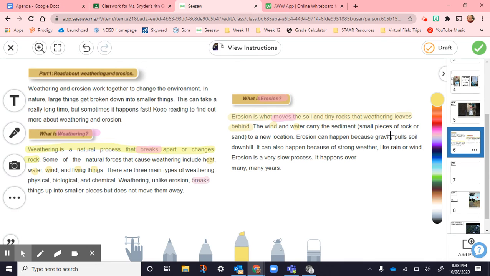Erosion can happen because gravity pulls the soil downhill. It can also happen because of strong weather, like rain or wind. Erosion is a very slow process and it happens over many, many years. All right, so we talked about that.